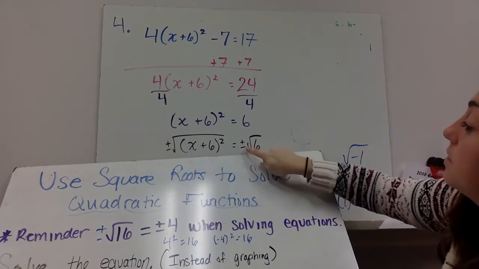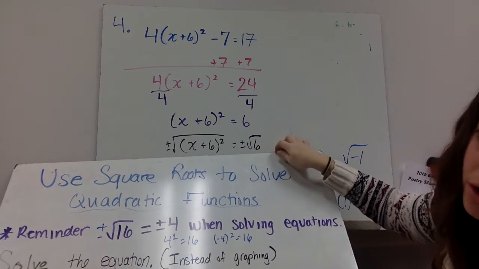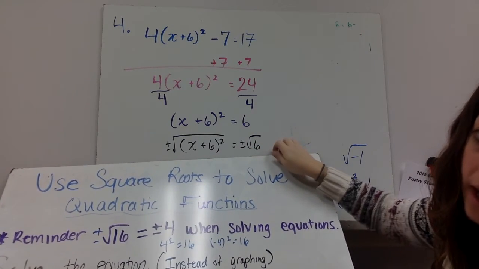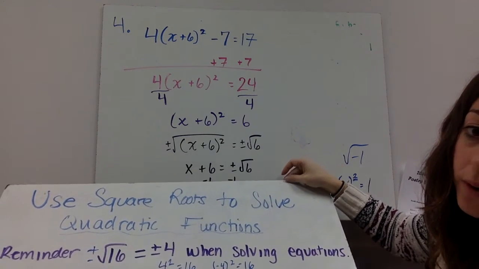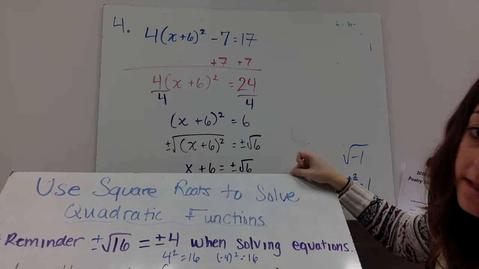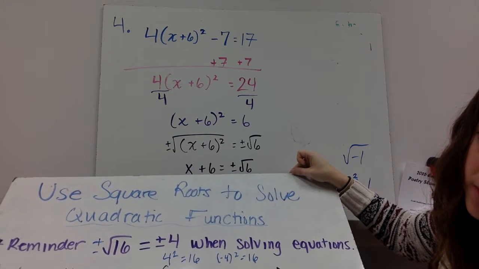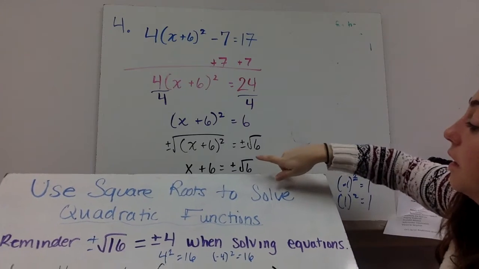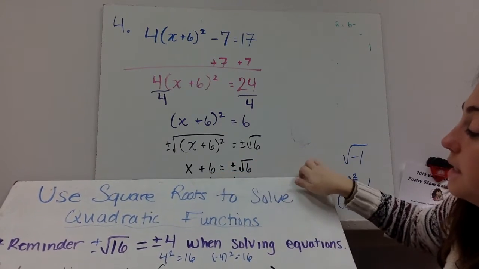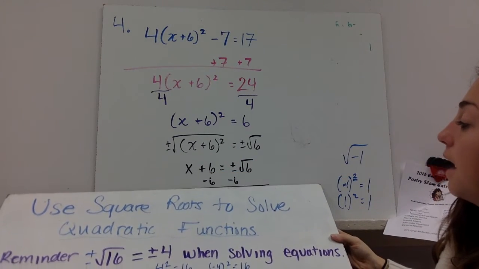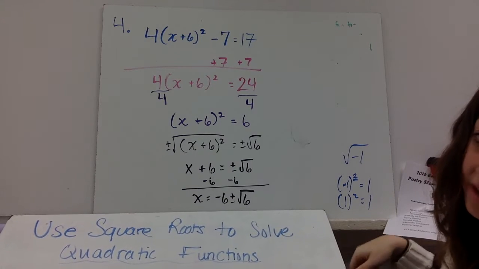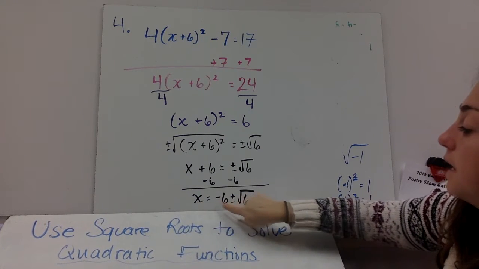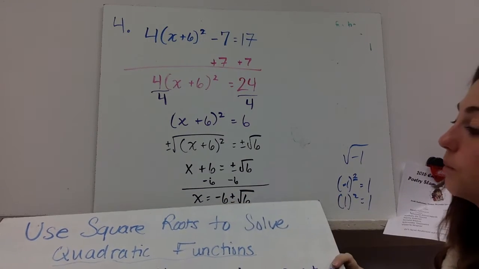And now this positive and negative square root of 6, that's also tricky because it's not a perfect square. So you just leave it under the radical. So then I have x plus 6 equaling positive and negative square root of 6. I gotta get x alone, so I'm subtracting 6 from both sides. And I always put that in front so it's not confusing. So x equals negative 6 plus or minus the square root of 6.